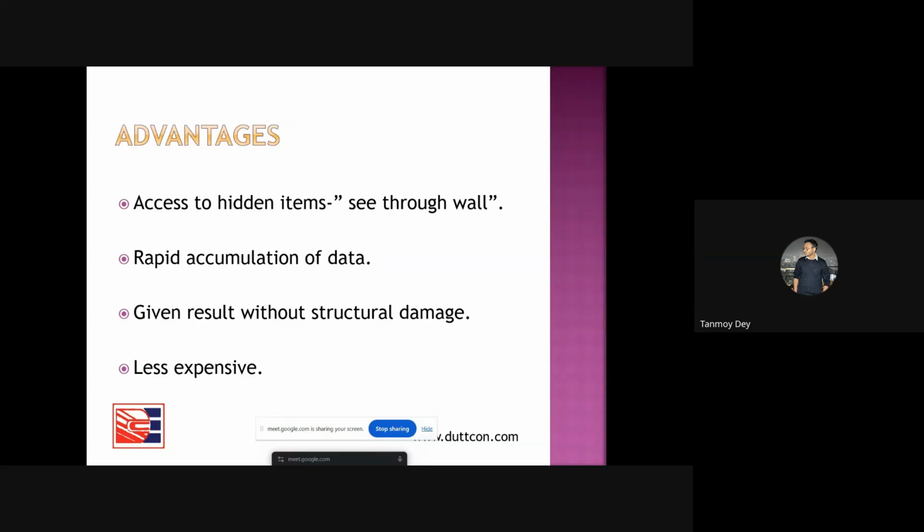Okay. Rapid accumulation of data. I already told you this data is important. If you are interested in finding out RLI, meaning residual life index, how many more years you can use this particular structure, this data will be much more useful. Next, it is also very less expensive. Since it is non-damaging, it is less expensive. The only thing is that we have to carry the instrument to the particular spot where we have to carry out the test.